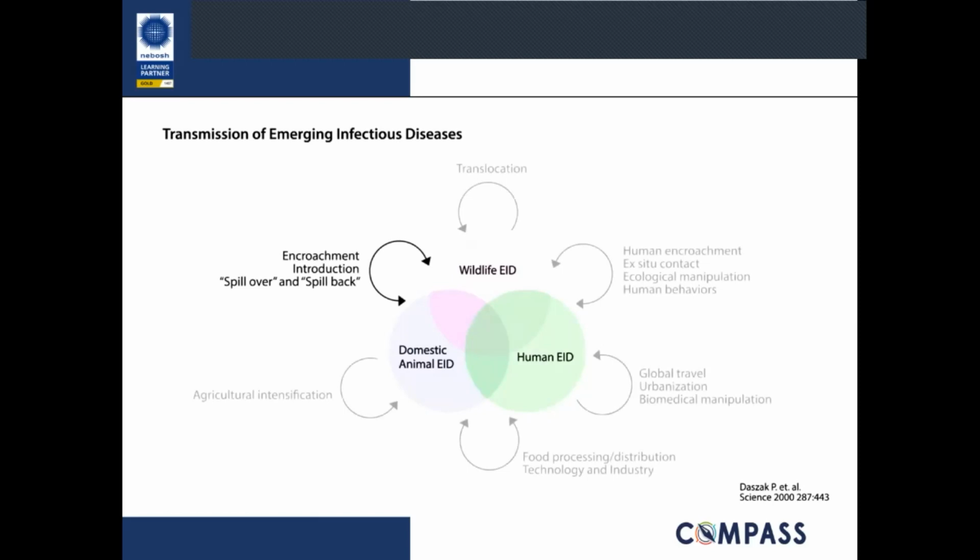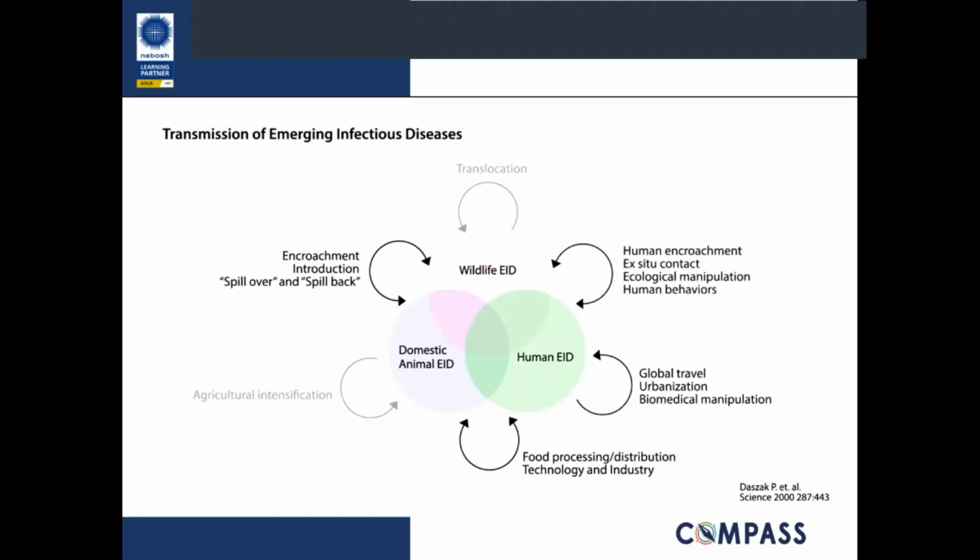Here, if domestic animals are closely associated with certain wildlife, as we saw with the Nipah virus in Malaysia, there's a spillover effect, and these domestic animals can pick up the infection. If we look then down to the bottom of domestic animals and look at the food processing technology industry, we see that this virus got into humans through the infection in pigs, which was then picked up in the slaughterhouses. And then in humans, it spread from person to person.